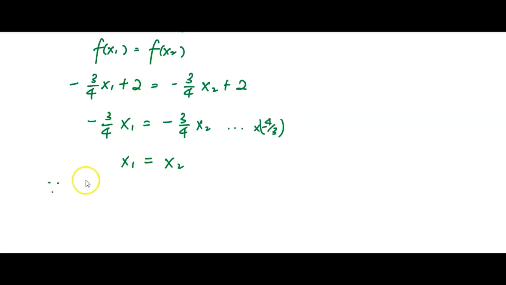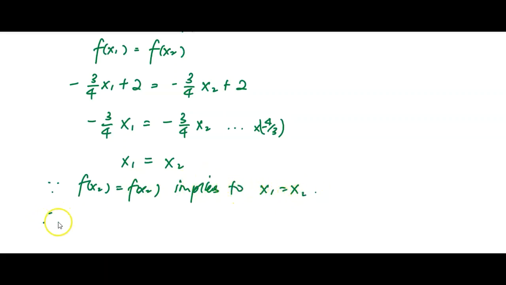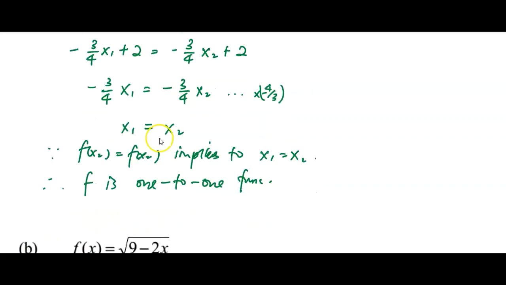So our reason is, since f(x1) equals f(x2), this equation, implies x1 equals x2. Therefore, we say that f is a one-to-one function. The first sentence is our reason, and the second sentence will be the conclusion. So we are going to say that the inverse of the function exists. So we say that the inverse exists.